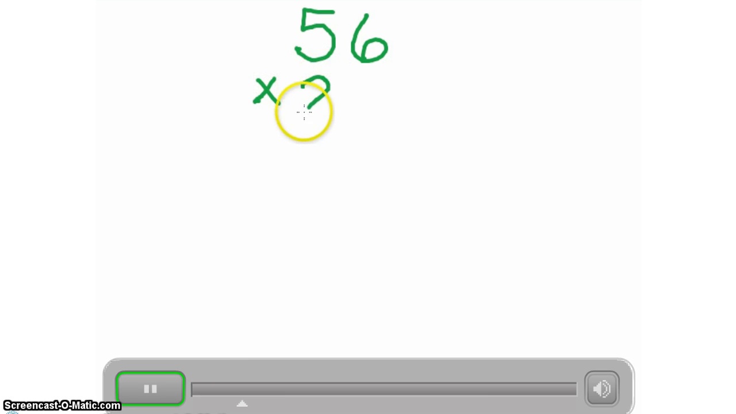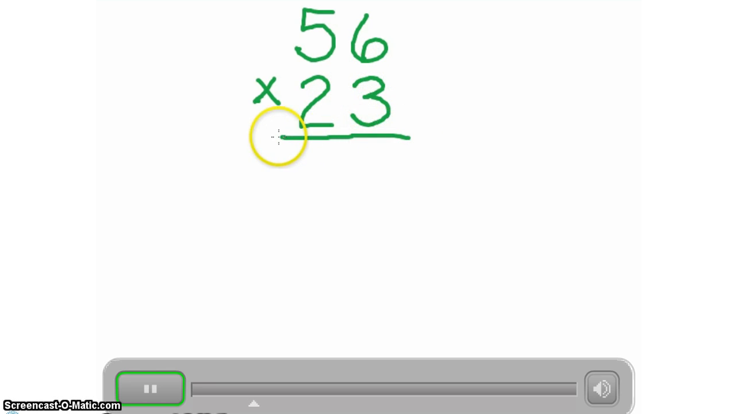Okay, here's our third and final example of multiplying a two-digit number by a two-digit number. The second example, we got slightly harder. We're going to do the same thing again with this third example. We are going to do 56 times 23.